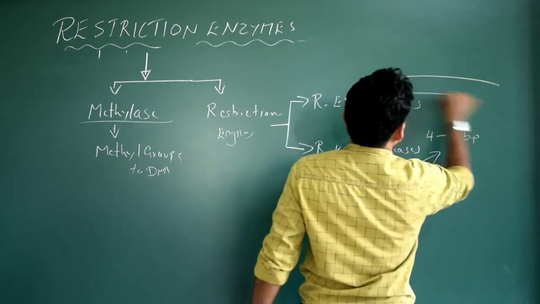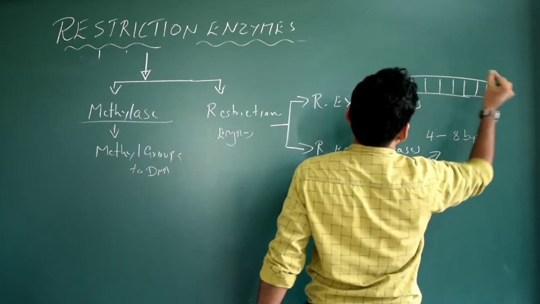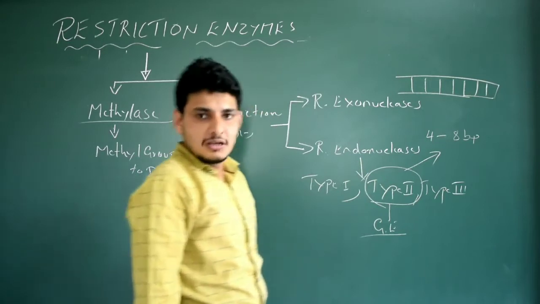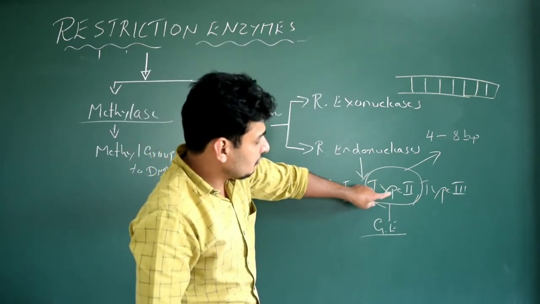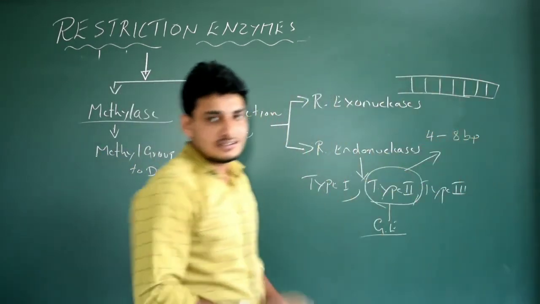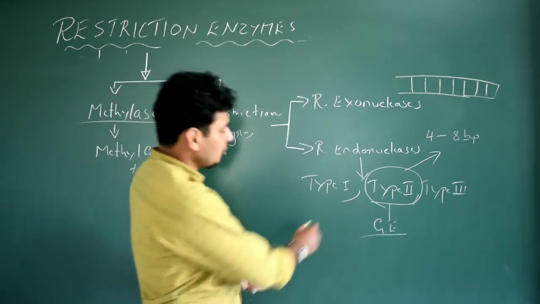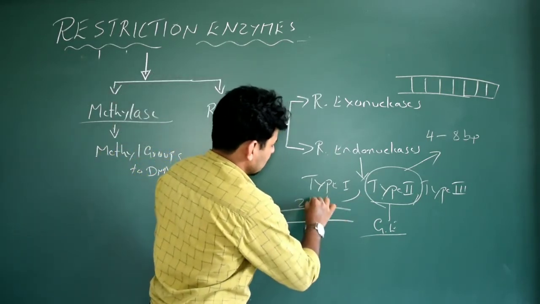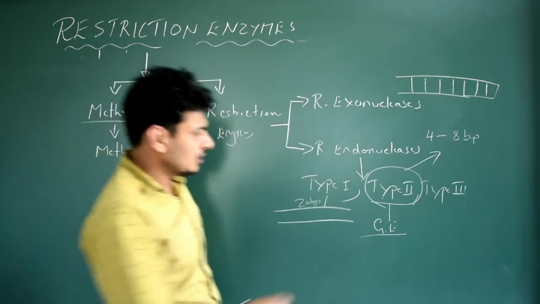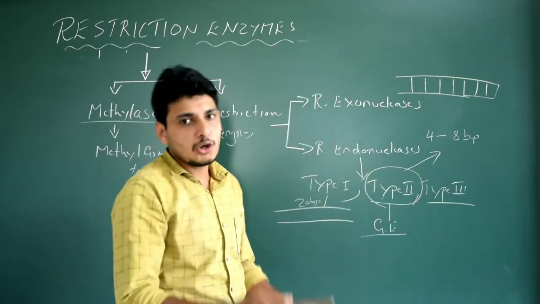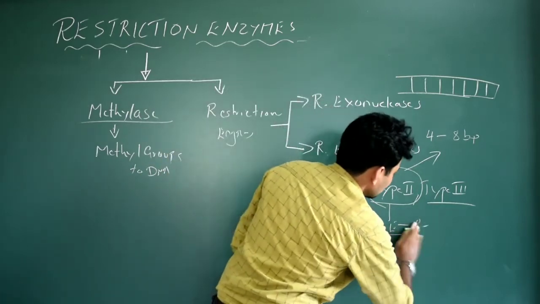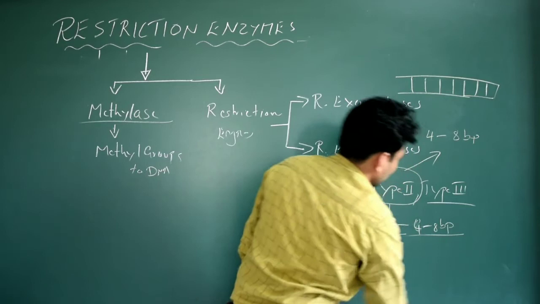This is the fragment after treating with restriction endonuclease: 1, 2, 3, 4, 5, 6, 7, 8, maximum 8. So out of the 3, this is the only one which gives that ideal base pair length after its action. That's why we prefer type 2. Type 1 could give more than 20 base pairs, so you get a very lengthy DNA, which is not good for genetic engineering. Type 3 is also the same, it could be more or less. So type 2 is ideal, because it cuts DNA into 4 to 8 base pairs.